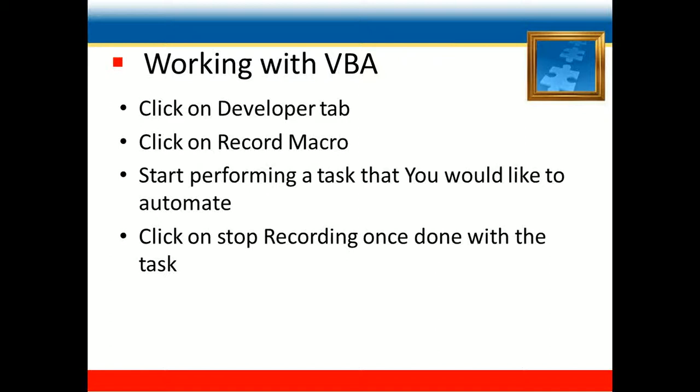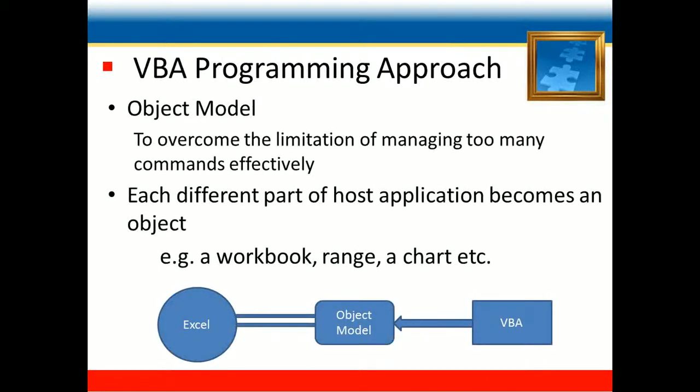Working with VBA. If you have planned the task that you want to automate or write a macro for, then click on the Developer tab. Click on Record Macro. Give your macro a name. You can assign the macro to a command button or to a keyboard action. Then start performing the task that you would like to automate. Click on Stop Recording once done with the task and save the workbook to save the macro in it. You can view this macro by clicking the Macros button in the Code panel of the Developer tab.